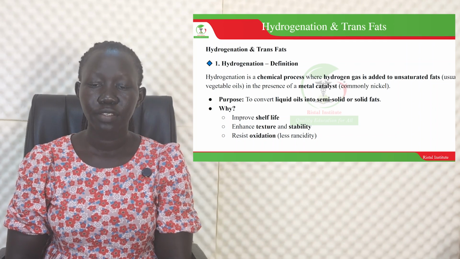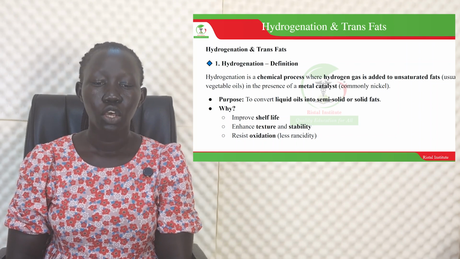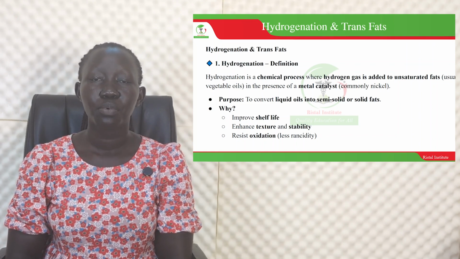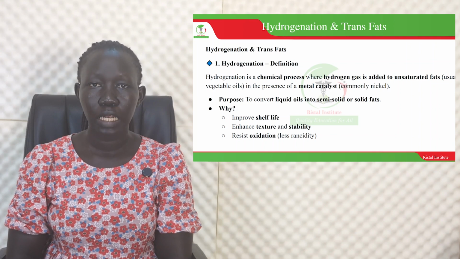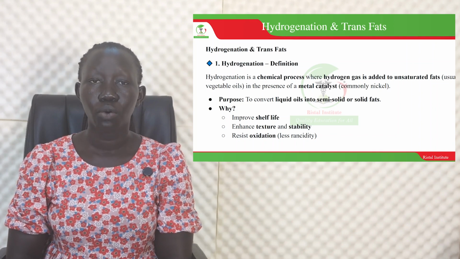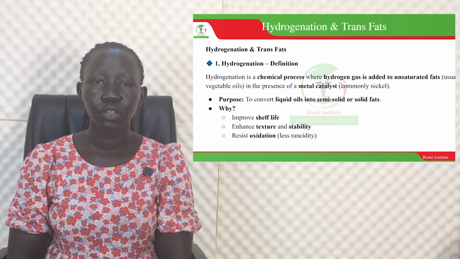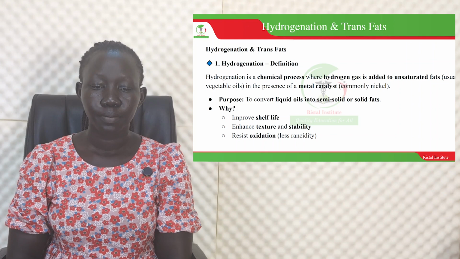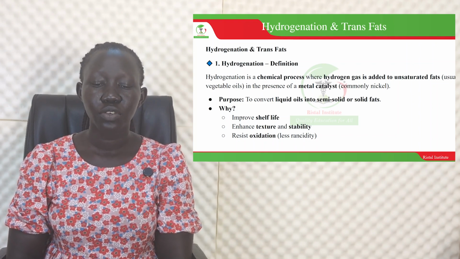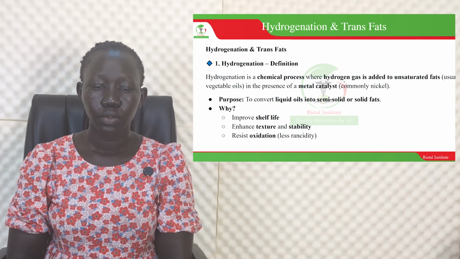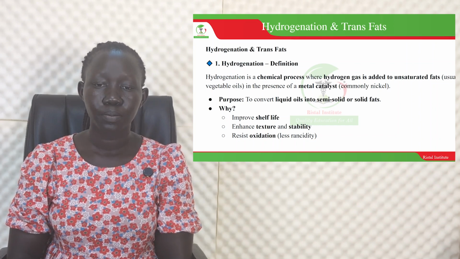Hydrogenation is a chemical process where hydrogen gas is added to unsaturated fats, usually vegetable oils, in the presence of a metal catalyst. And this catalyst is commonly nickel. What is the purpose? It is to convert liquid oils into semi-solid or solid fats. And why do we do this? In order to improve shelf life, to enhance texture and stability, and resist oxidation, so that less rancidity can occur.